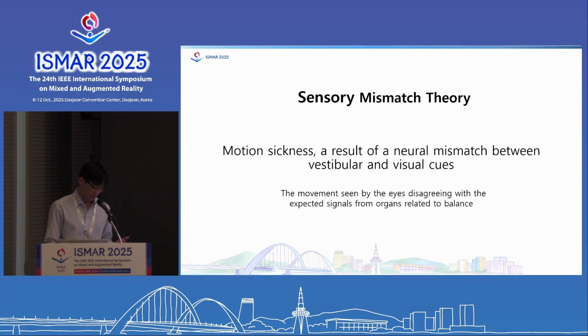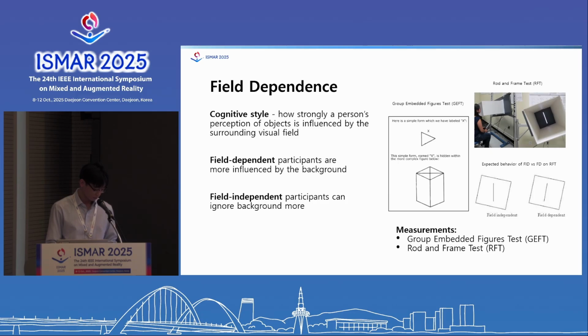The sensory mismatch theory is the most widely accepted theory of motion sickness. It's thought to arise as a result of a mismatch between the vestibular and the visual cues. In layman's terms, the movements seen by the eyes disagree with the expected signals from the organs related to balance. Field dependence is an individual difference directly linked to this mismatch theory. It's a cognitive style and continuum measuring how strongly a person's perception of objects is influenced by the surrounding visual field. So whether they rely more on their visual cues or their vestibular cues.